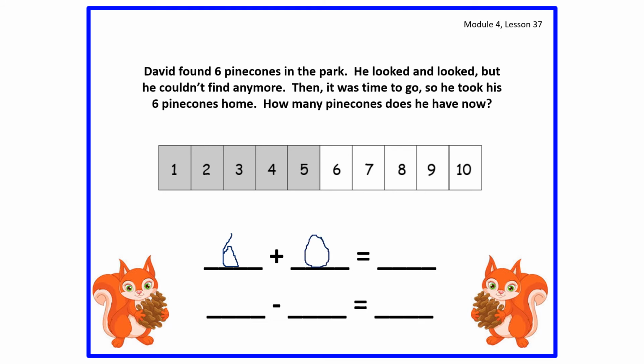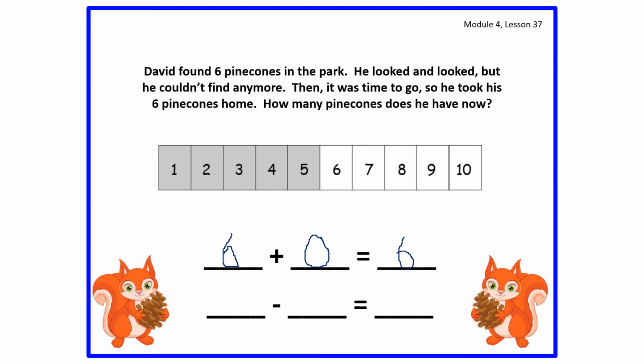So what do you think 6 plus 0 is? I want you to show me 6. Good job showing me 6 the math way. Add a 0. That means show 0 more. What number do you have? You're right. We still have 6 left because we didn't add any.